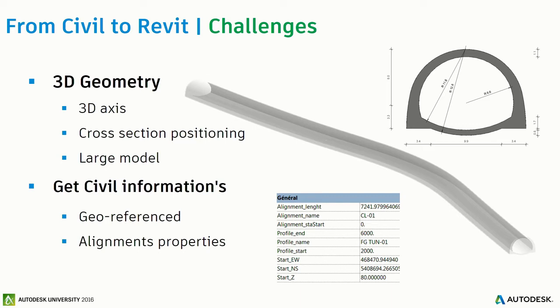So when you've got all the Revit geometry, we also need to input some civil information to enrich the model. We have to be georeferenced, and we have to set up some alignment properties into it. Here you've got a screenshot of the properties of the Revit model. These properties can be defined by yourself. That's mine, I did this one: alignment name, profile end, profile start station, and so on.